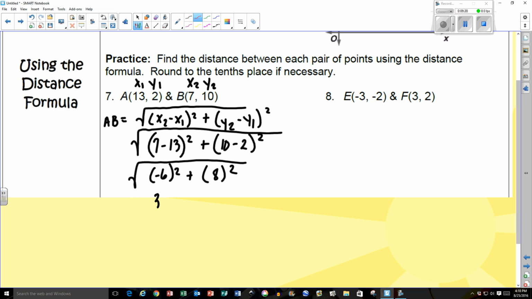Negative 6 squared is positive 36 because you square both pieces. 8 squared is 64. 36 plus 64 is 100. The square root of 100 is 10. So AB is 10.